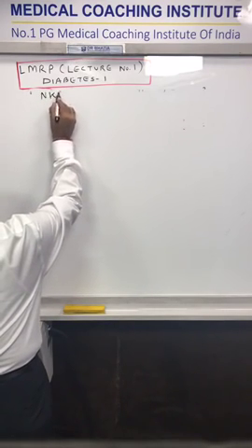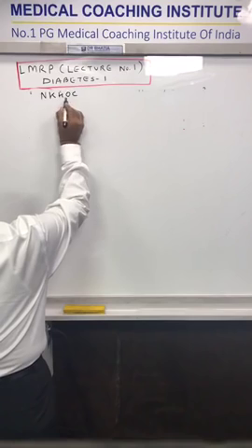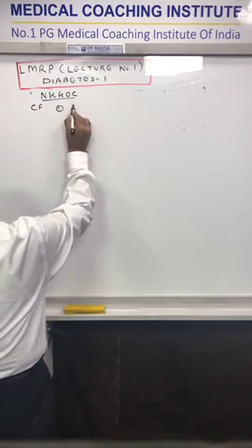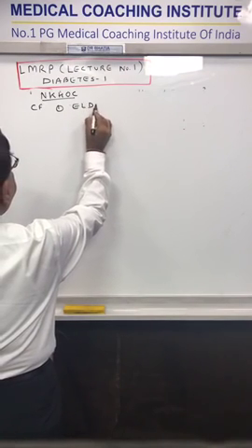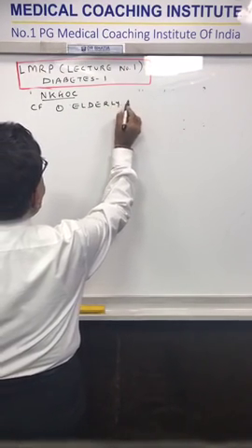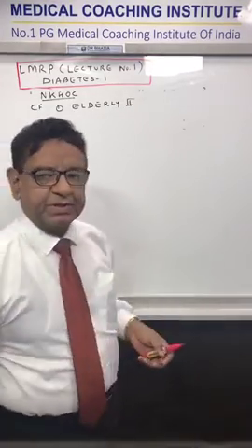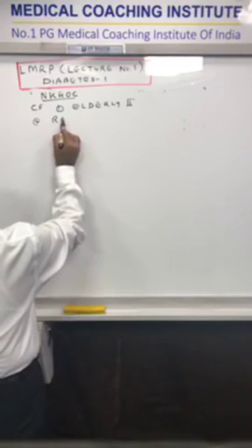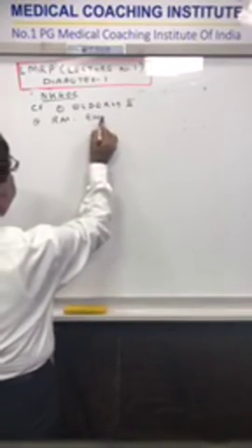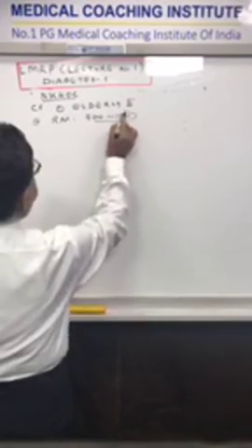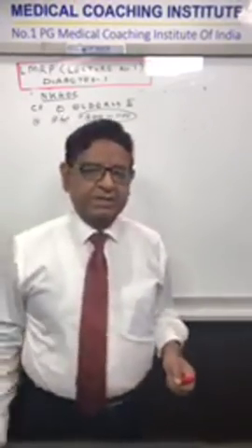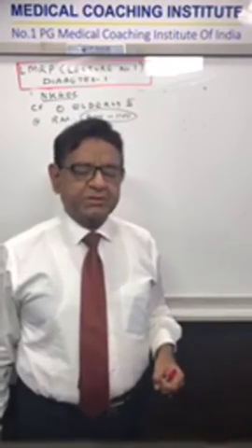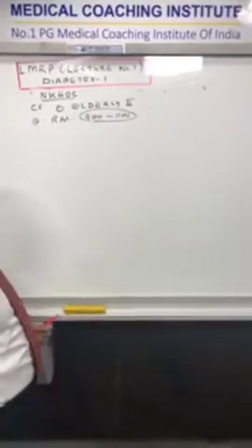Non-ketotic hyperosmolar coma. The clinical features: number one, it classically occurs in elderly type 2 diabetic patients. Sugar value is in the range of 900 to 1100 milligram%. Point to be noted, in DKA it was somewhere around 300 to 600. Here it is 900 to 1100 milligram.